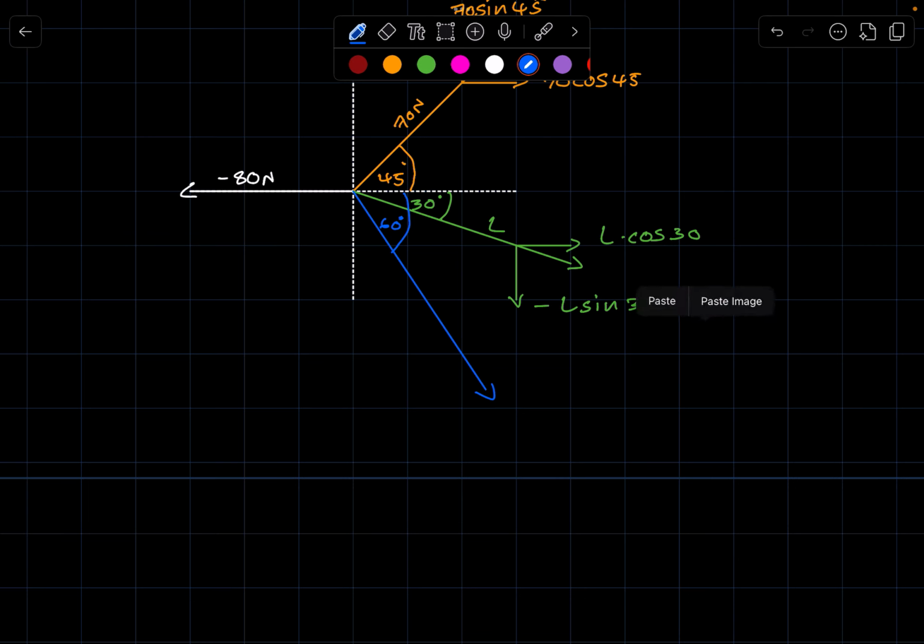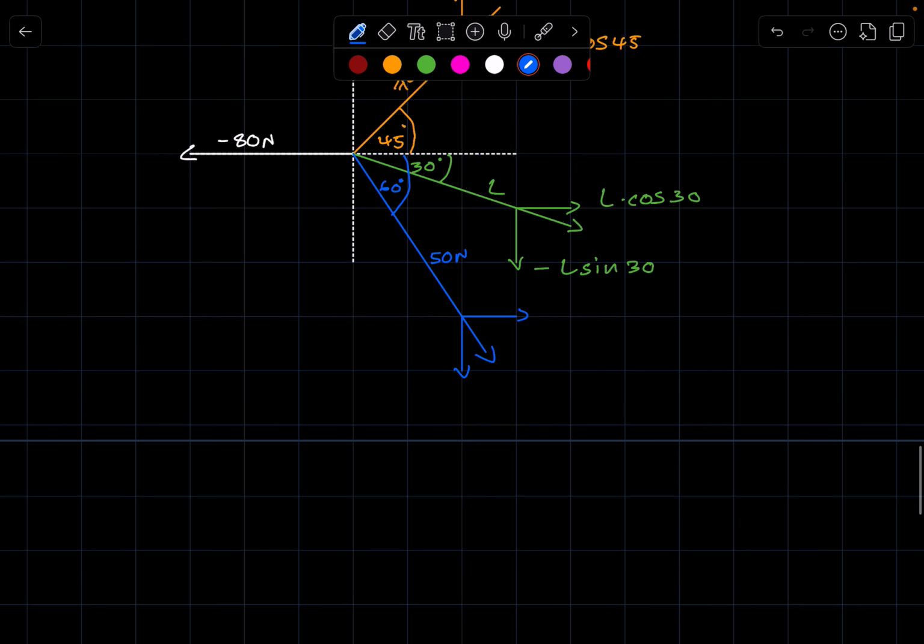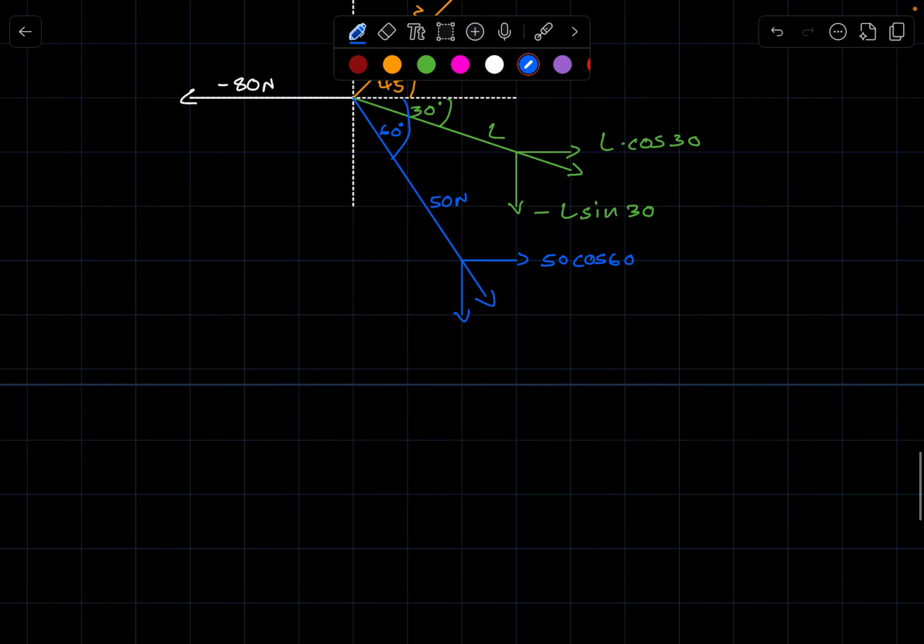And this is 50 newtons. This is still in the fourth quadrant, therefore the components will be headed in this direction. The horizontal component is headed east, so it's positive 50 cos 60. The vertical component is headed south, so it's negative 50 sine 60.